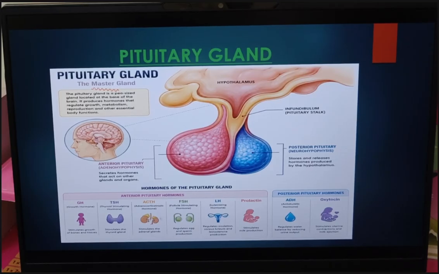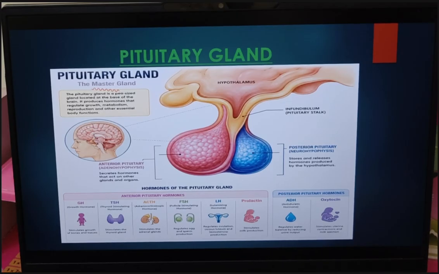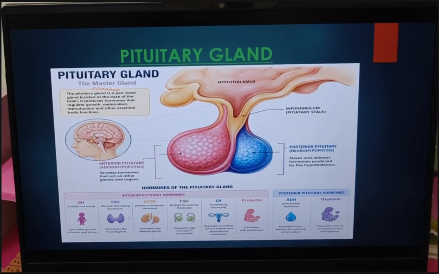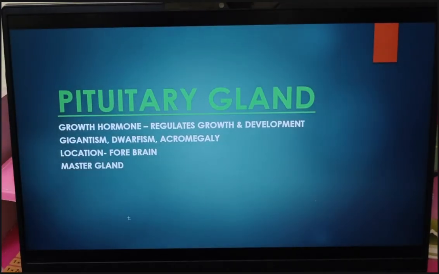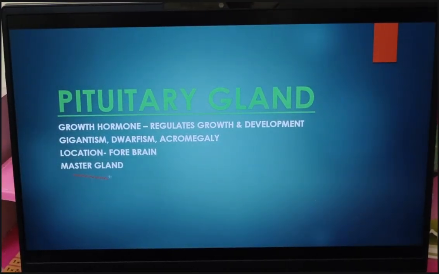Here is a list of hormones secreted: the growth hormone, thyroid stimulating hormone, adrenocorticotropic hormone, follicle stimulating hormone, luteinizing hormone, prolactin, antidiuretic hormone, and oxytocin. These are hormones that are secreted by the pituitary gland. That is why it is called the master gland. It is located in the forebrain.